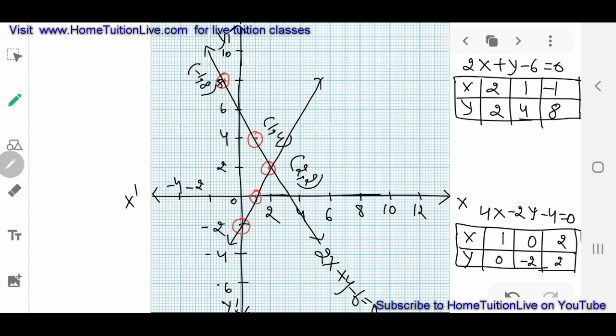This is for 4x minus 2y minus 4 is equal to 0. Now name the points. This point is 0, minus 2, and this point is x is 1, y is 0. So the pair of equation is consistent and intersect at this point. Okay.